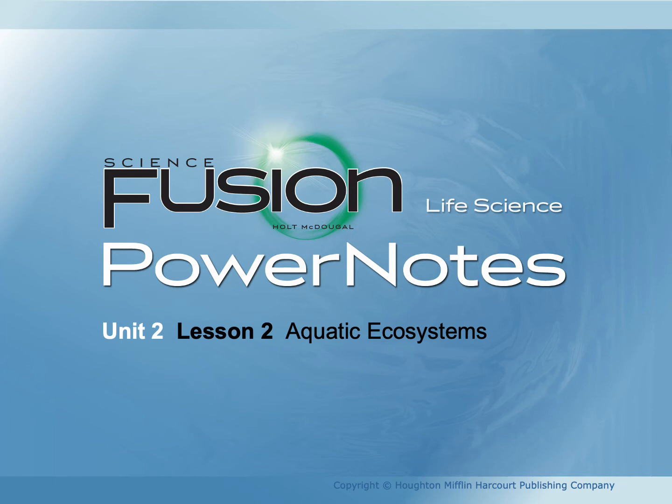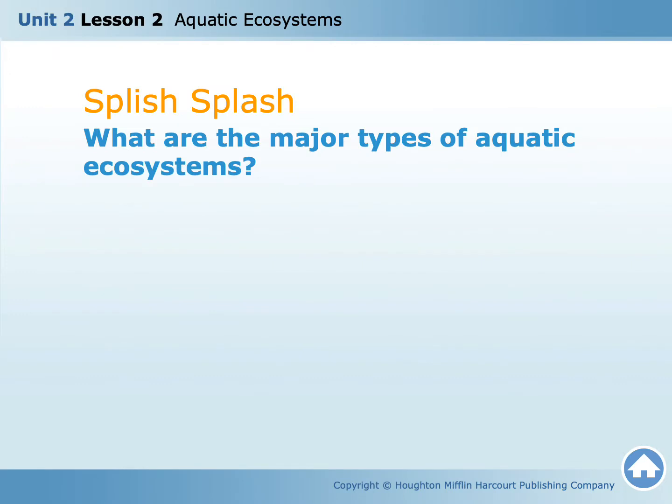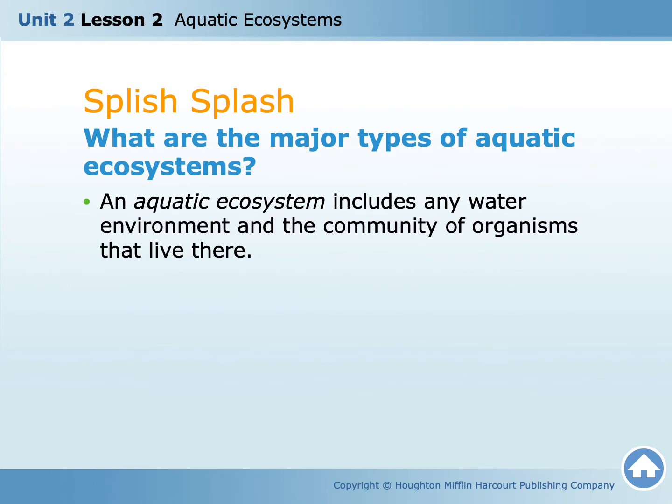All right, 7th grade, we are going to do the PowerPoint on aquatic ecosystems today. We already talked about land biomes, so now we're going to move on to an aquatic one and talk about the different ecosystems within. So we're moving from land underwater. The major types of aquatic ecosystems is basically any water environment and the different organisms that live there.